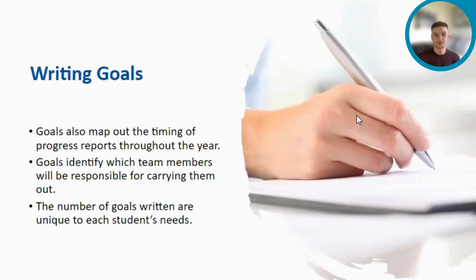It's also supposed to map out the timing of progress reports throughout the year. Like Allison had mentioned, it should happen at least as often as in the mainstream classrooms. On that right-hand column in the progress section, that's where it will usually label the different progress dates, the dates that we're going to be looking at this again, reviewing. But it also identifies who is responsible. We've talked about what is going to be provided, but also who is going to be providing it, which team member or staff member is going to carry those goals out. And then I think the biggest piece of all this is that these goals are unique to each student.